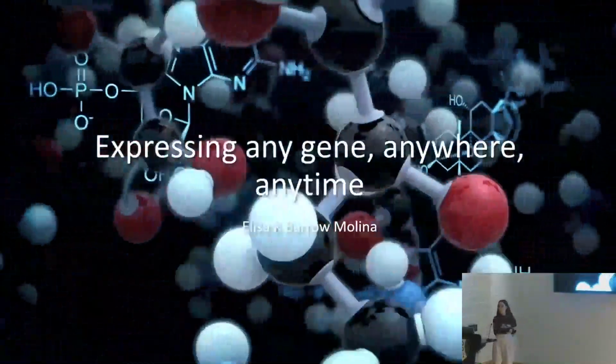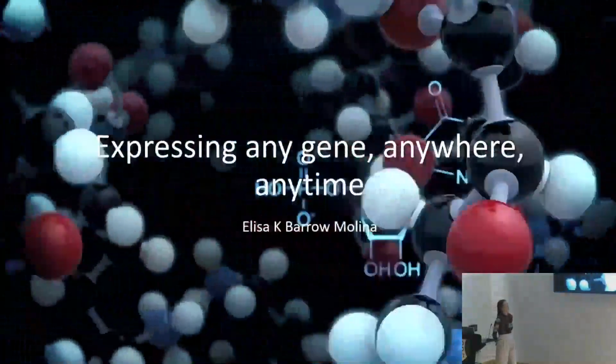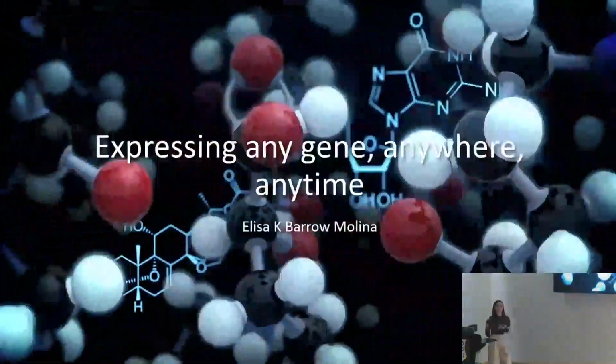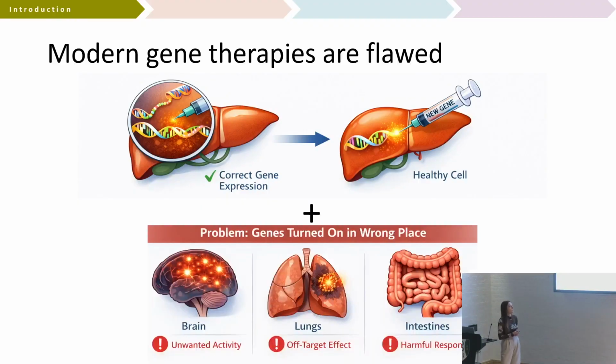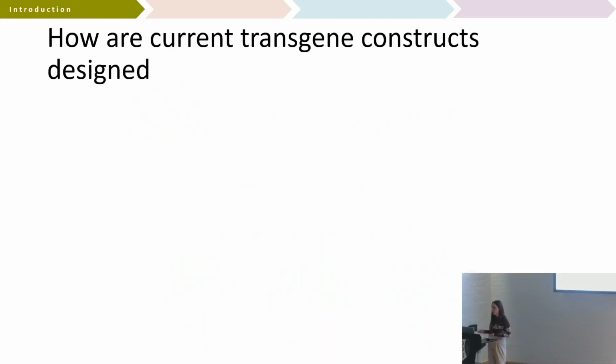Cool. So the title of my talk is Expressing Any Gene Anywhere, Anytime, and it's based around my PhD thesis. Many modern therapies rely on giving the cell new instructions in the form of genes. The issue, however, arises when those genes turn on in the wrong tissues, as they lead to toxicity and even cancer progression, which can obviously be detrimental.